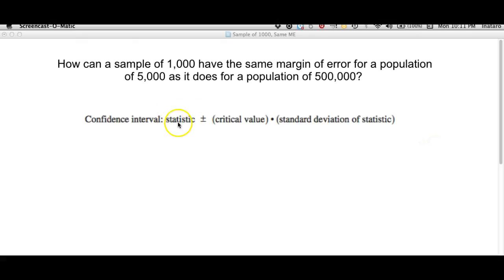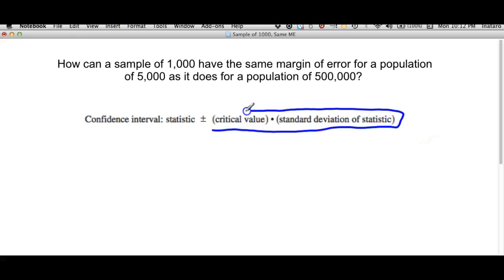We'd have our sample statistic, our sample proportion, plus or minus our critical value times the standard deviation of the statistic. And this portion right here is referred to as our margin of error. So when you hear plus or minus 3% in a news report, it's talking about this calculation right here. So how do we get a margin of error of 3%?